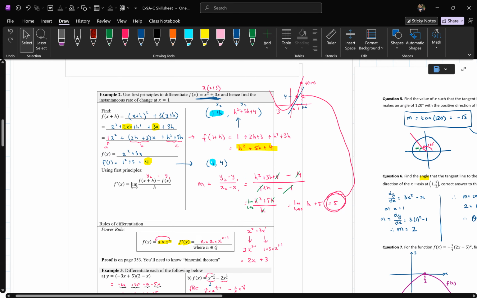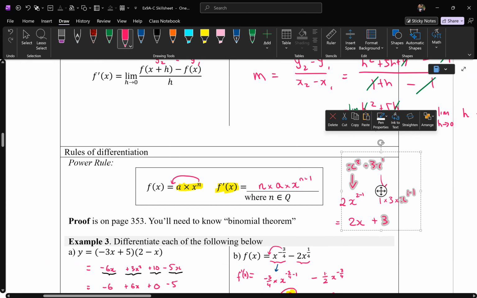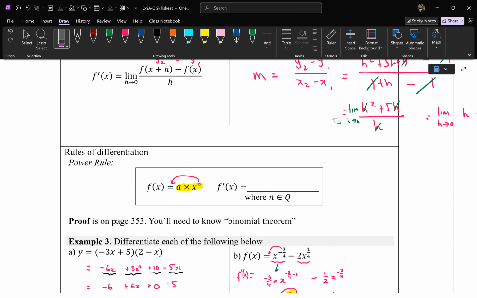If all of that falls apart, it's okay. This is what you have to learn as a bread and butter. So for those who really struggle with first principles and notation, copy this down. This is called the power rule. It's one of your first rules to learn. It's your main one to start off with.